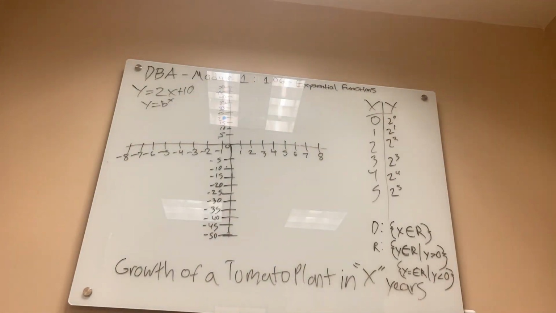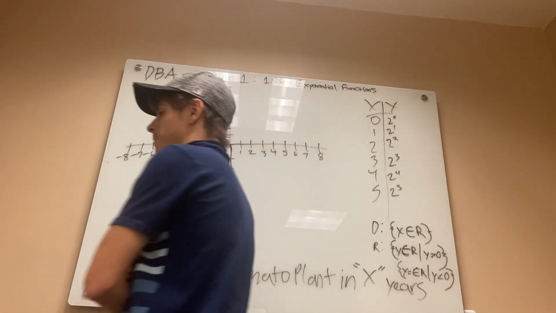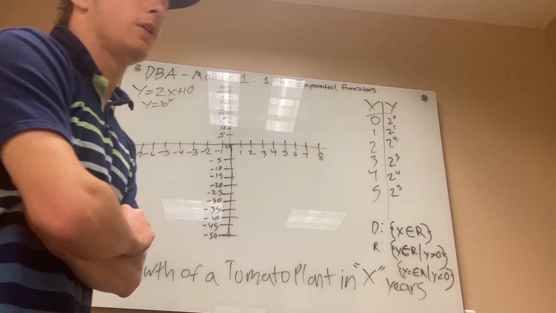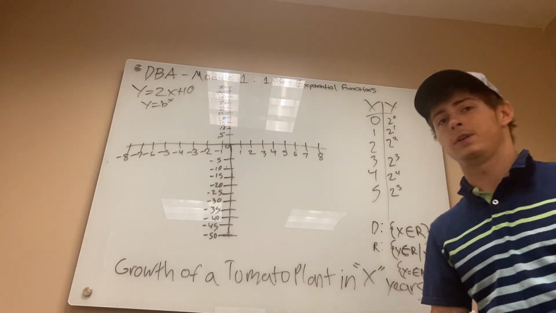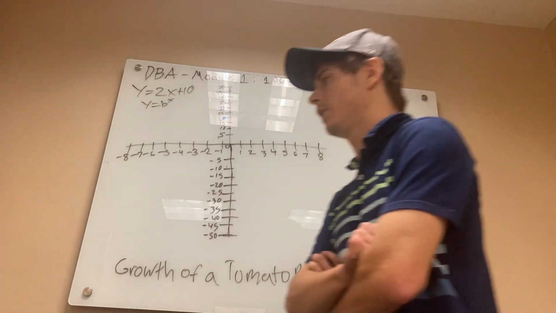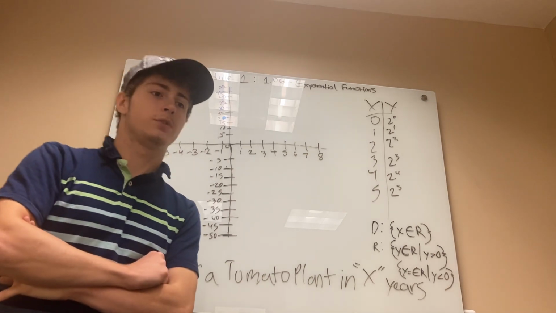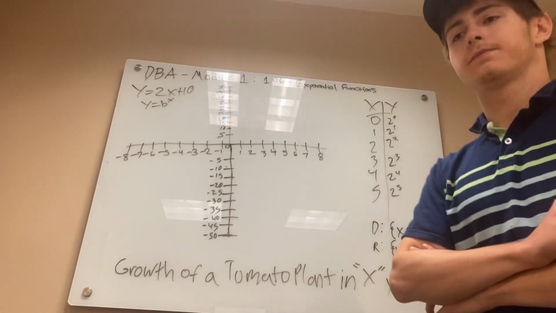First and foremost, let's define some vocabulary. What is an exponential function? An exponential function would be a function with a constant percent rate of change. Well, what is a percent rate of change? A percent rate of change is the increase or decrease of an original amount over an interval of a function.